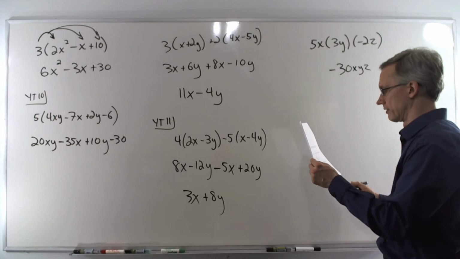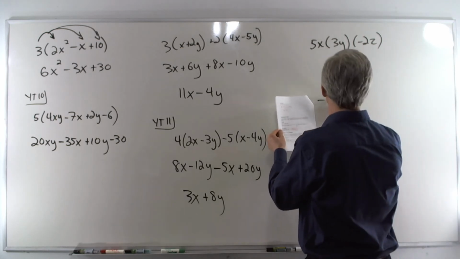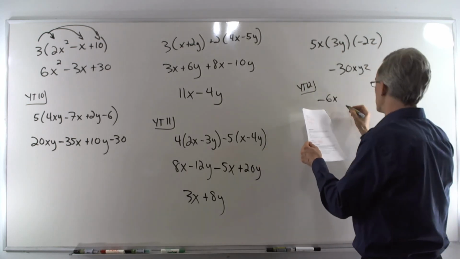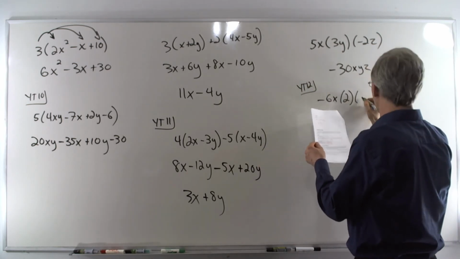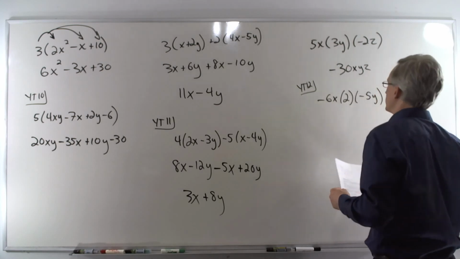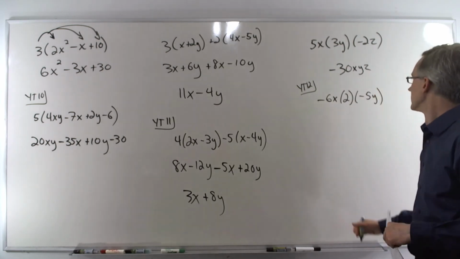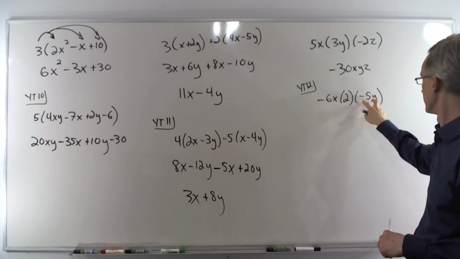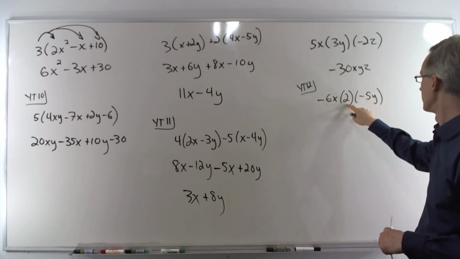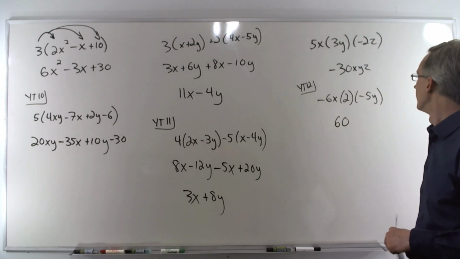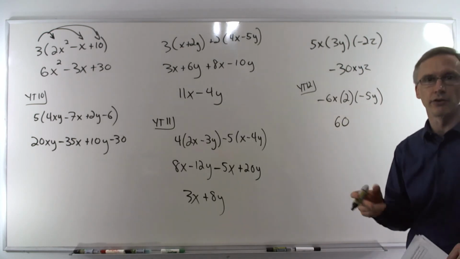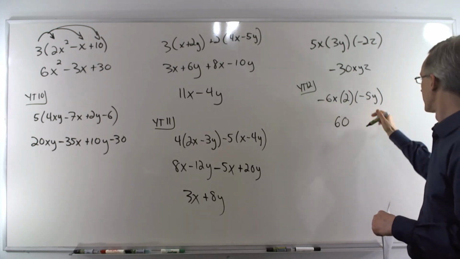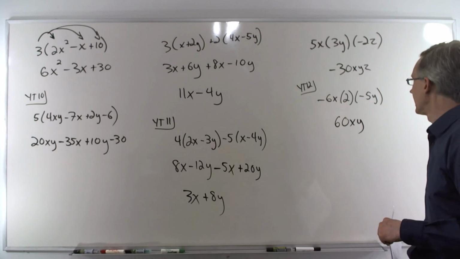Your turn, number 12. Let's multiply negative 6x times 2 times negative 5y. So multiplying all the numbers together, I'm going to do it in a little different order here. Negative 6 times negative 5 is positive 30, times 2 is 60. Multiplication is commutative, you can do it in any order. So I usually just look for the easiest way to do it. And then we've got two variables to keep in our answer, x and y. So 60xy.